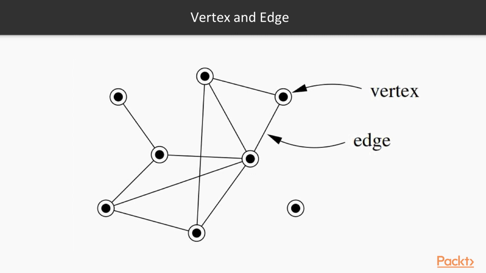And here we have a more detailed example, so we have more vertices and some more edges that are joining two vertices.